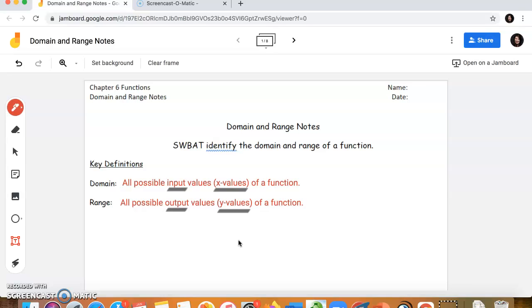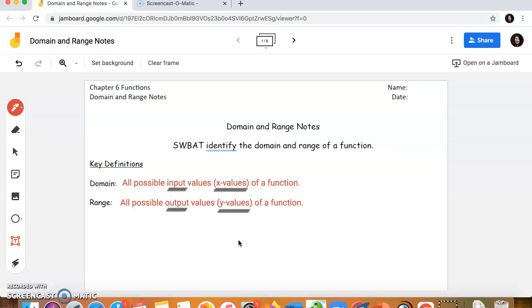So there are two definitions that you need to have memorized, and those are domain and range. Domain is the input or x values of a function, and range is the output or y values of a function. So when you think of a function machine, whatever number you're inputting, that's your domain, and whatever number you're getting as an output, that's your range.